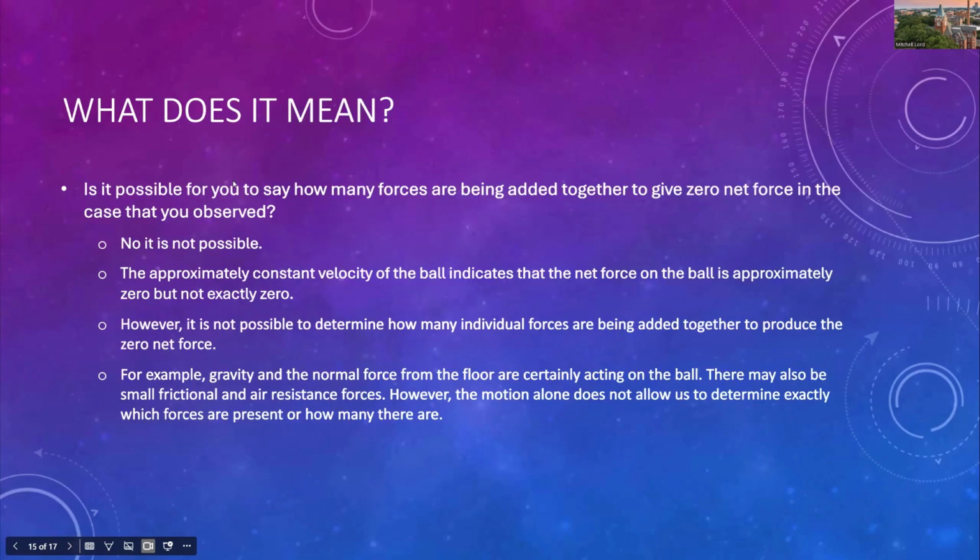What does it mean? Is it possible for you to say how many forces are being added together? No, not in this case. The approximately constant velocity of the ball indicates that the net force on the ball is approximately, but not exactly, 0. However, it is not possible to determine how many individual forces are being added together to produce this 0 net force. For example, there's gravity, the normal force, small frictional and air resistance forces. However, this video alone does not allow us to determine exactly which forces are present or how many there are.